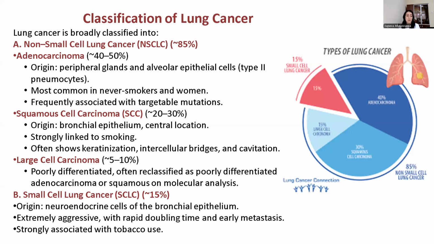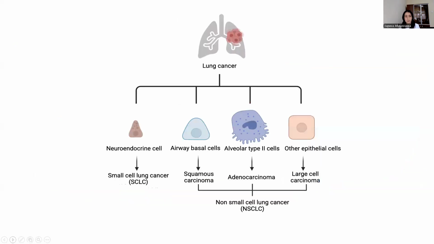The next group of lung cancer is small cell lung cancer, which consists of approximately 15%. Its origin is from the neuroendocrine cells of the bronchial epithelium. It is one of the most dangerous types of lung cancer because it is extremely aggressive with rapid doubling time and early metastasis. This cancer is also associated with smoking, like squamous cell lung cancer.